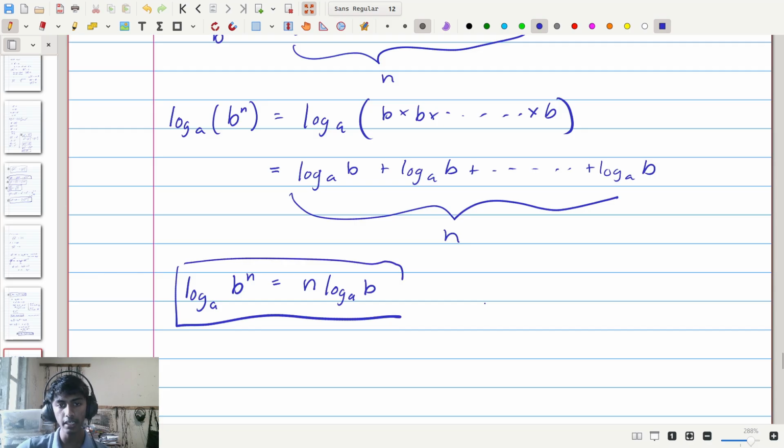We can take an index out of a logarithm. Logarithm of anything to a certain power is equal to the power times the logarithm of just the base itself. So in this case, we can write something like log base 10 of 8 is log base 10 of 2 cubed, which is 3 times the log base 10 of 2.